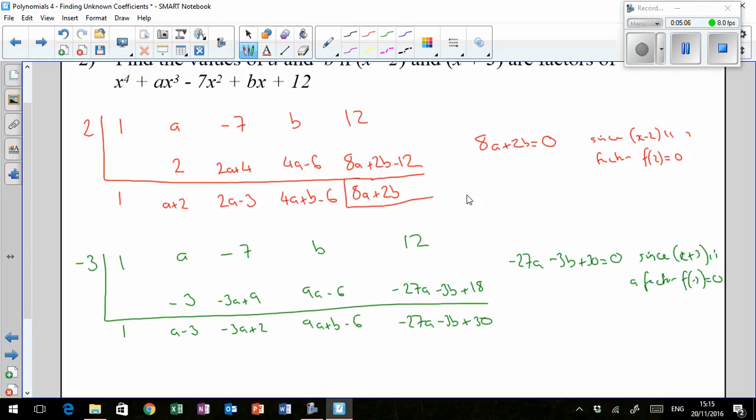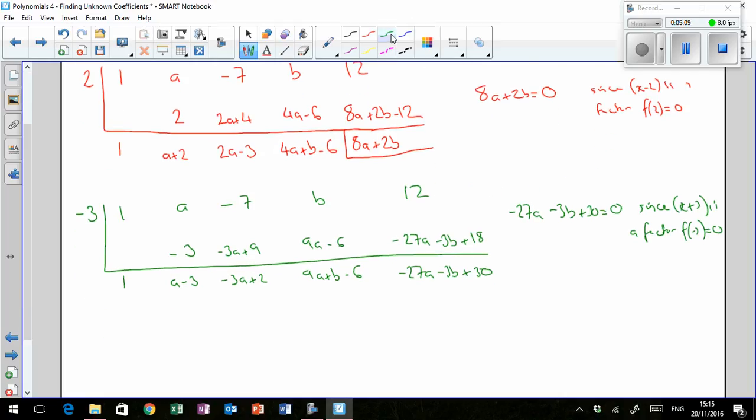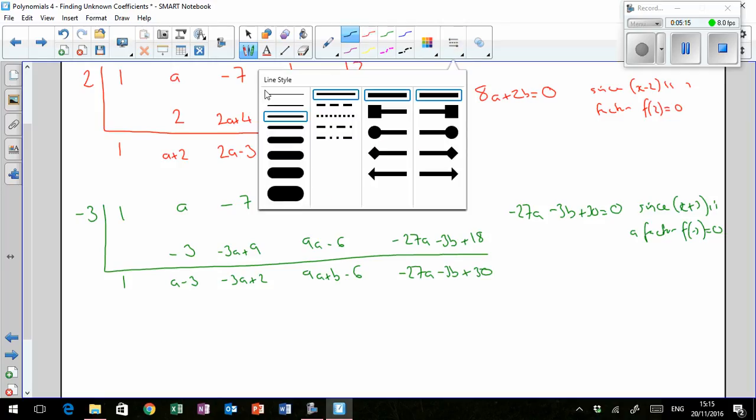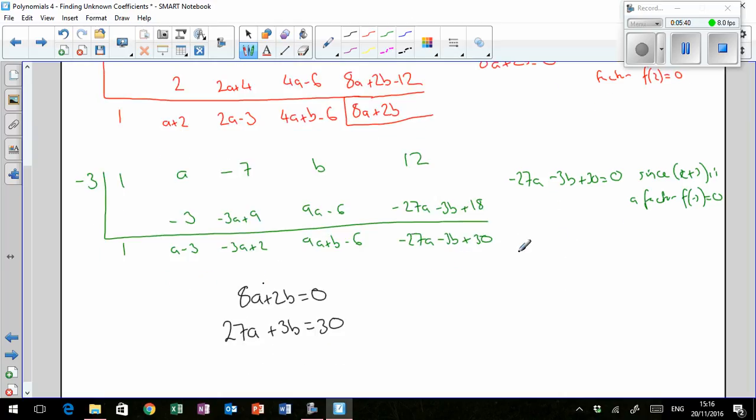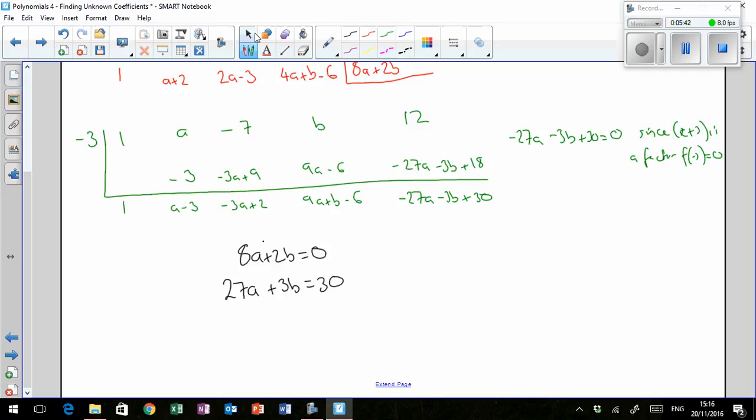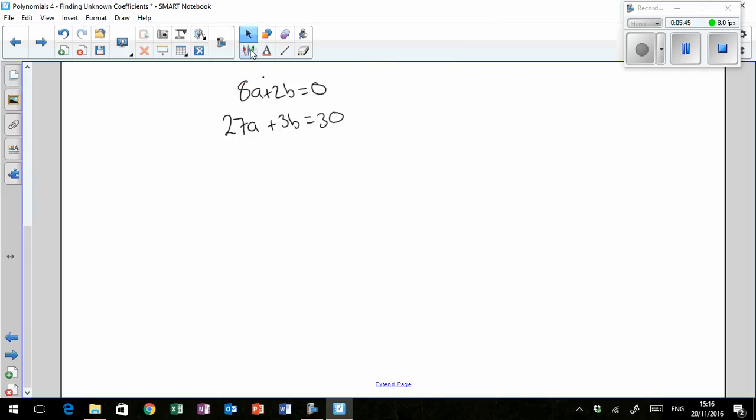Now that gives us our two equations. We've got two equations and two things to find, so we can start using simultaneous equations. We've got 8a plus 2b is equal to 0. I'm going to cancel out the minus 27a and the minus 3b by taking them to the other side, so that I've got a nice easy simultaneous equation. So it's going to be 27a plus 3b is equal to 30. Just add 27a and add 3b to both sides. And what that means is we just get simultaneous equations, so you already know how to do that.